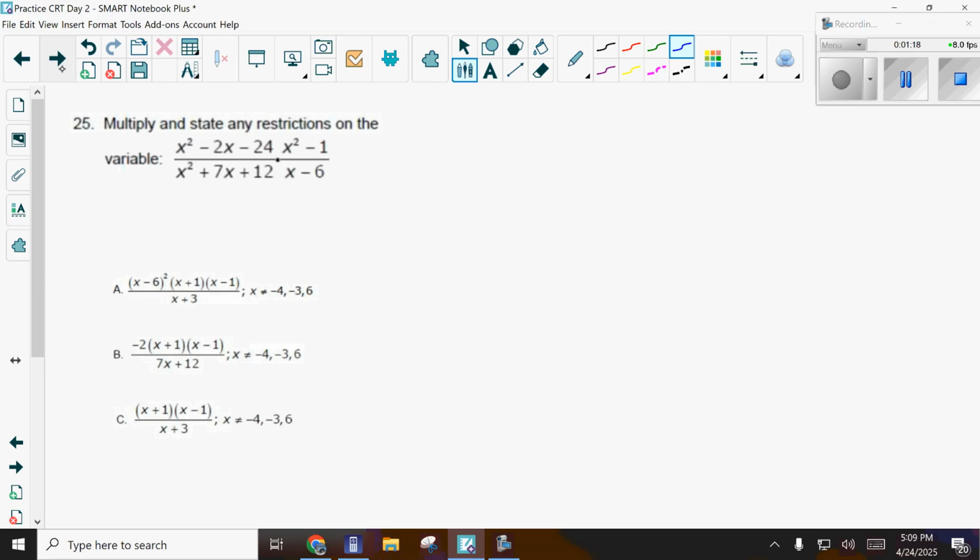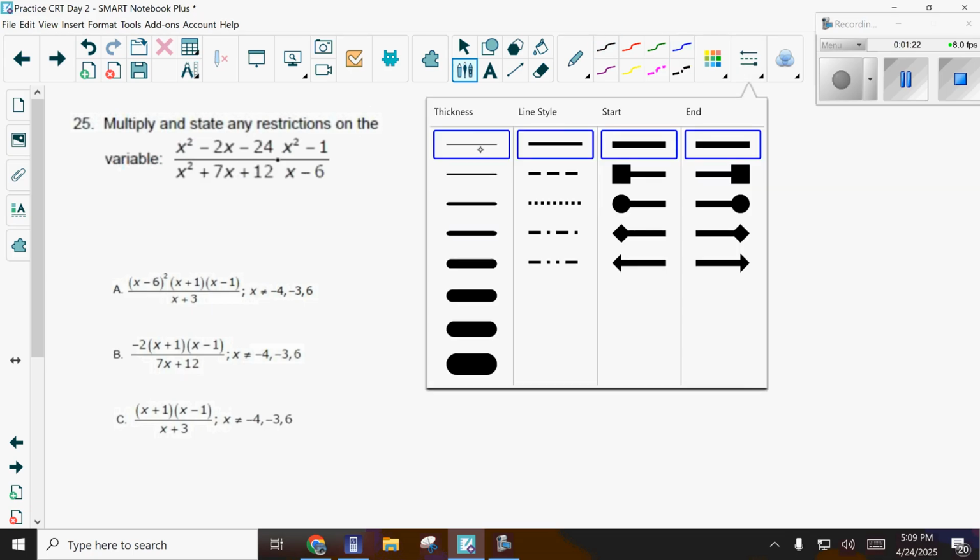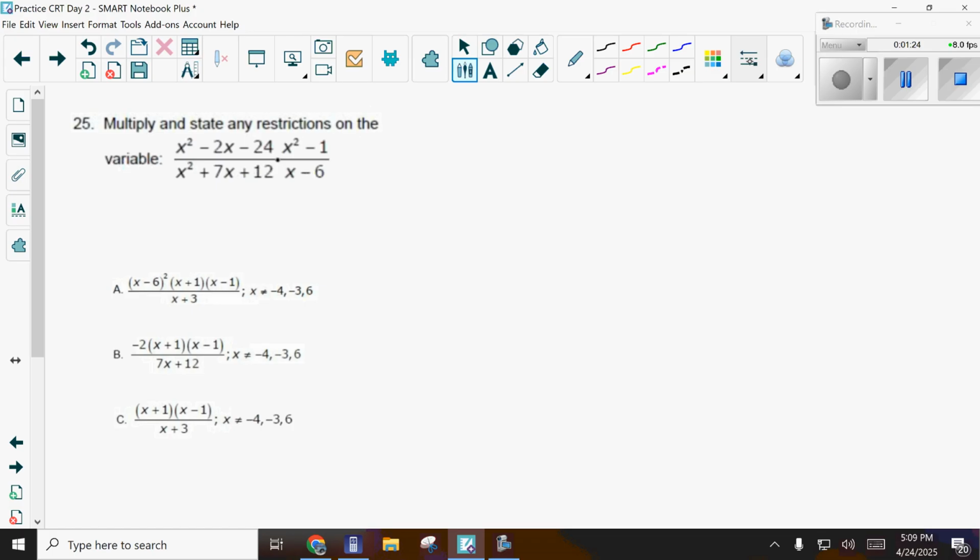Number 25 says multiply and state any restrictions on the variable. So this one is the same type of question. It's just that now we have 4 parts that we got to kind of consider.